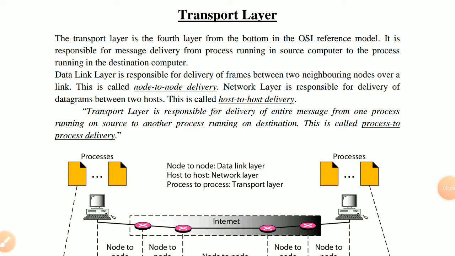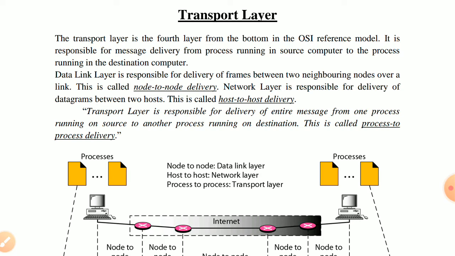Hello students, from today I'll be starting with revision lecture series. I'm starting with unit number 4. Unit number 4 is concerned with 3 layers of OSI reference model, that are transport layer, session layer and presentation layer. So today we'll discuss about transport layer.